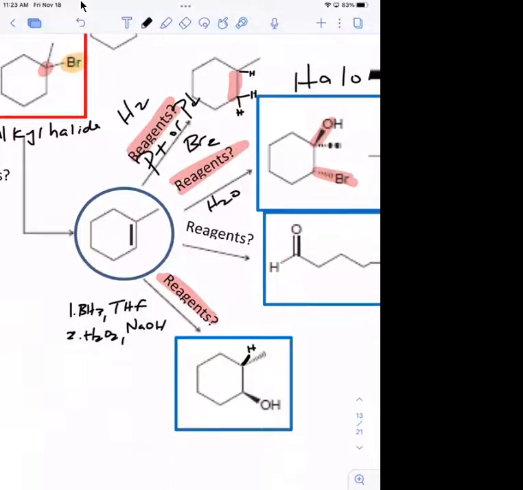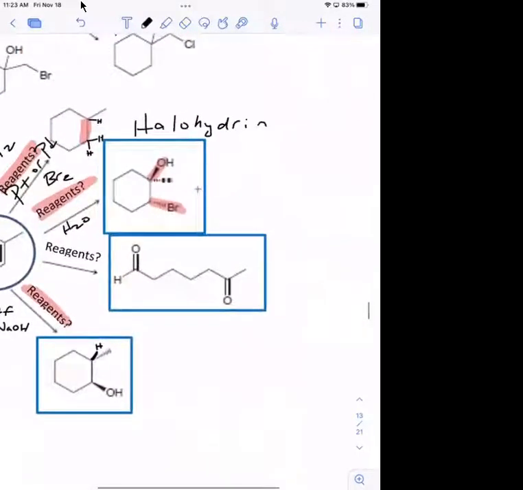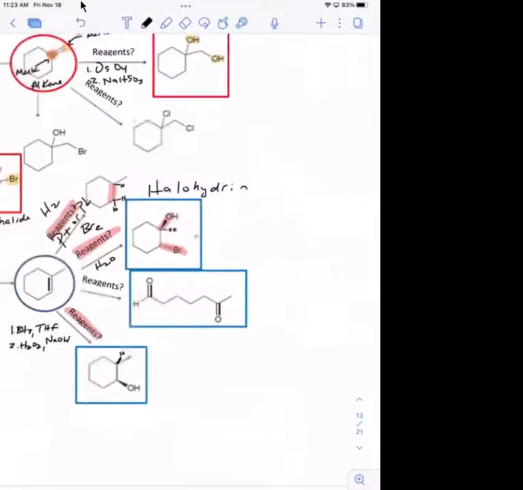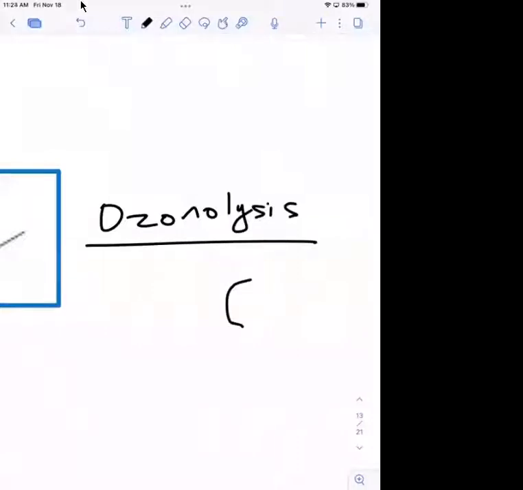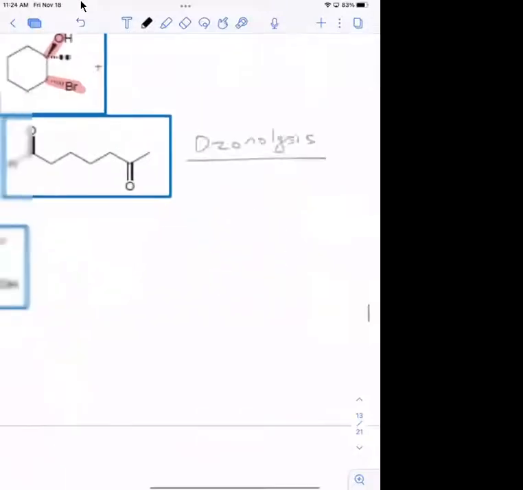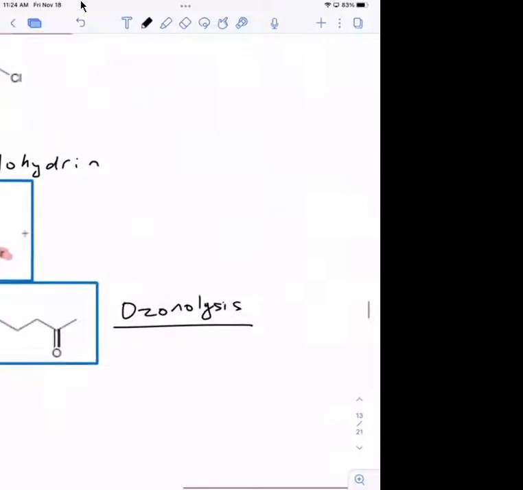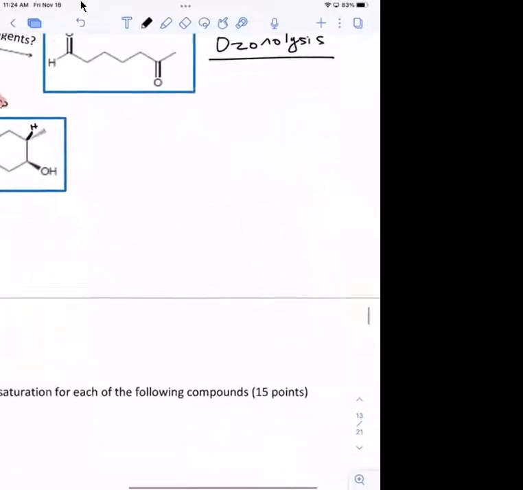The only two reactions that we haven't touched yet are the one highlighted underneath that halohydrin, and then Simmons-Smith. Those are the only two reactions we haven't discussed. This reaction right here is the result of what we call an ozonolysis. I'm going to take some time to talk about that down here.